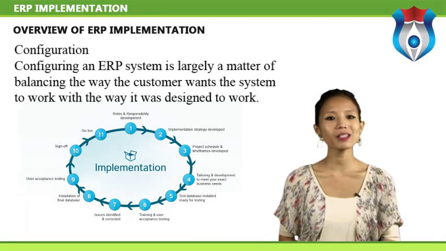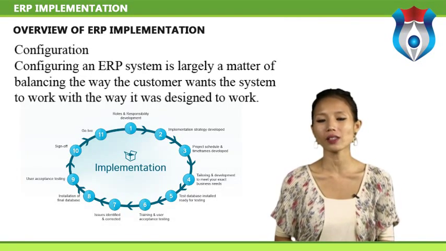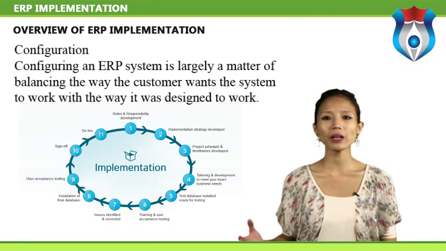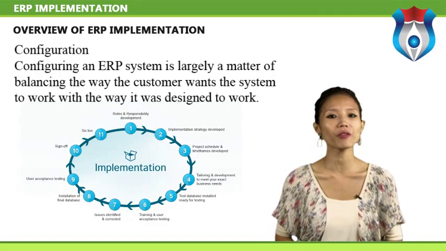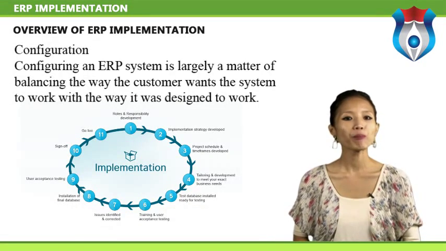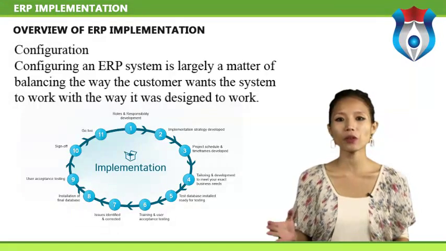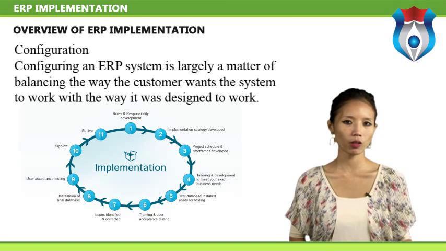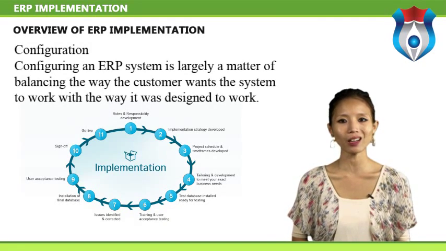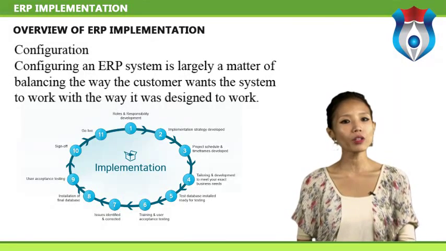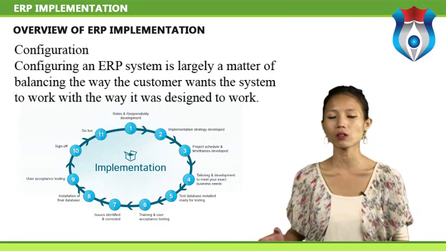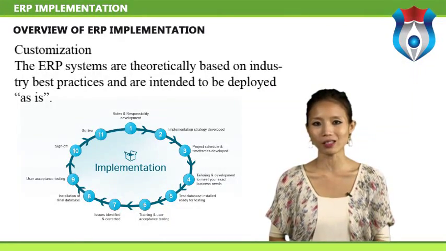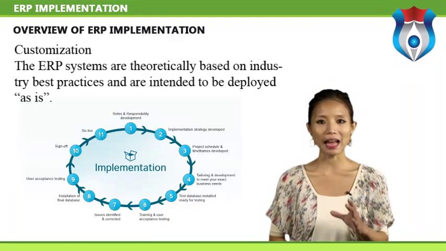Configuring an ERP system is largely a matter of balancing the way the customer wants the system to work with the way it was designed to work. ERP systems typically build many changeable parameters that modify system operation. For example, an organization can select the type of inventory accounting, FIFO or LIFO, to employ, whether to recognize revenue by geographical unit, product line, or distribution channel, and whether to pay for shipping costs when a customer returns a purchase. The ERP systems are theoretically based on industry best practices and are intended to be deployed as is.